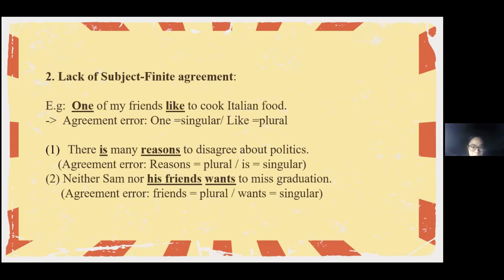For more examples, we can take a look at the screen. The first one is "There are many reasons to disagree about politics." "Reasons" here is plural and "it" is singular. And the second example is "Neither Sam nor his friend wants to miss graduation." It has an agreement error: "friends" is plural and "wants" is a singular verb.